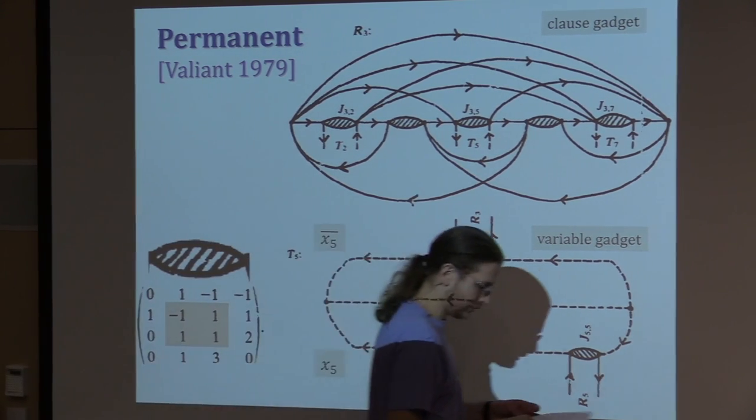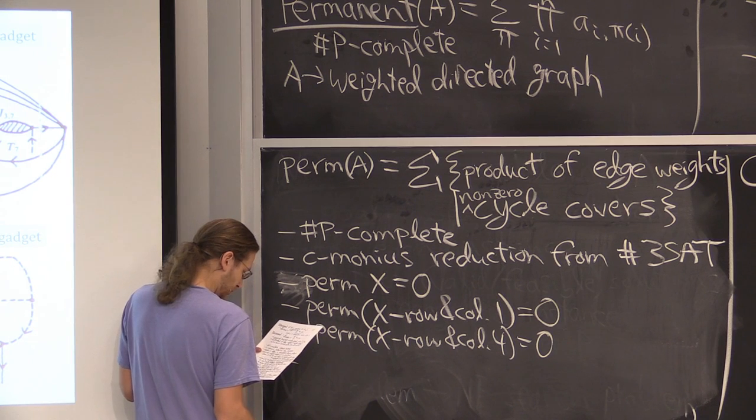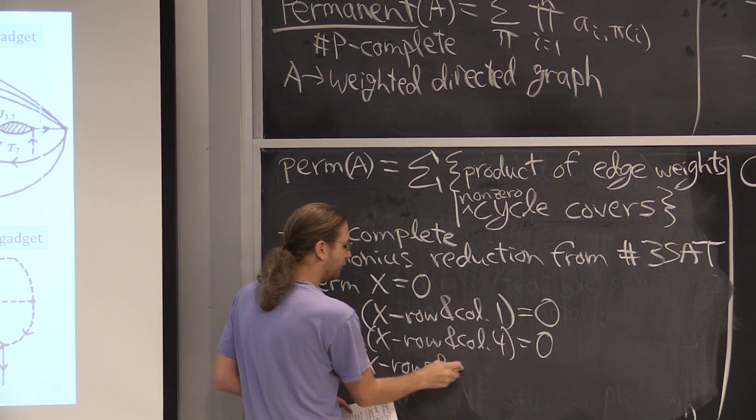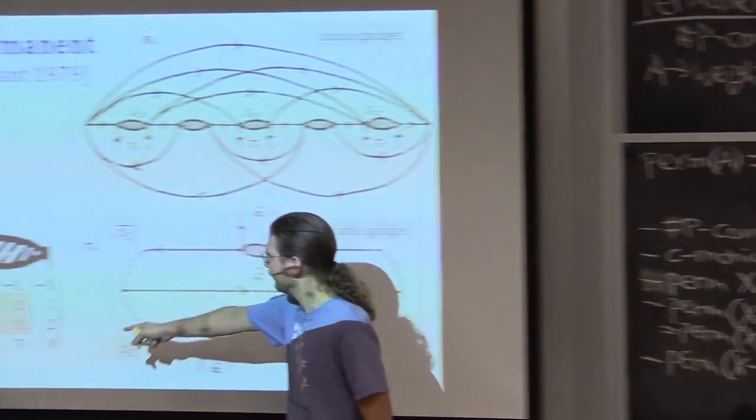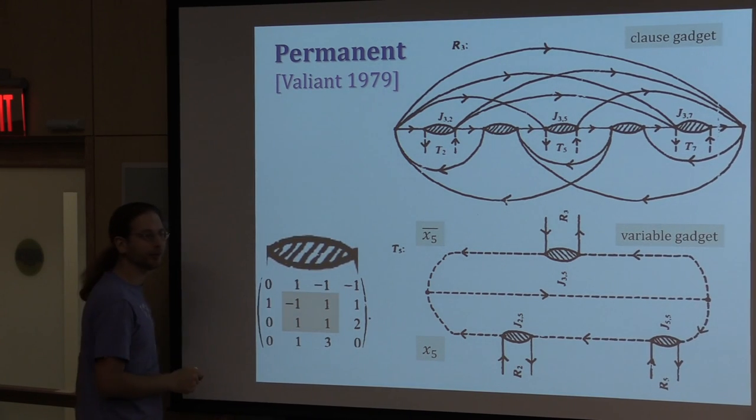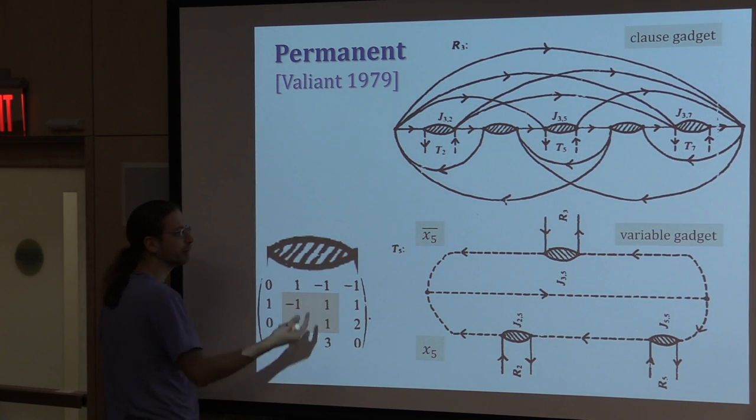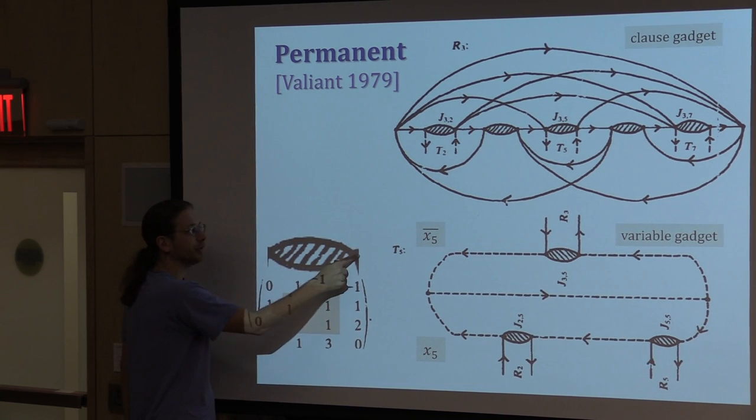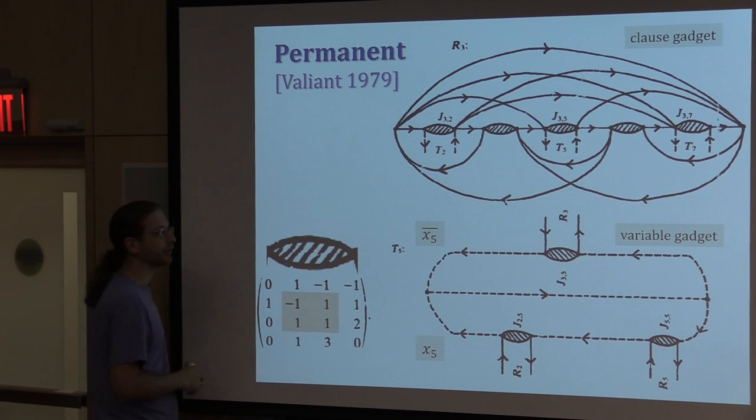And furthermore, the permanent of X with rows and columns 1 and 4 both removed is also 0. So the permanent of this submatrix is 0. Therefore, you can't just enter here, jump here, and leave, which means, finally, you have to traverse all four vertices. You enter at one of them, traverse everything, and leave at the other. So basically, this is a forced edge. If you touch here, you have to then traverse and leave there in any cycle cover. We're used to seeing forced edges in Hamiltonian cycle. This is sort of a stronger form of it.